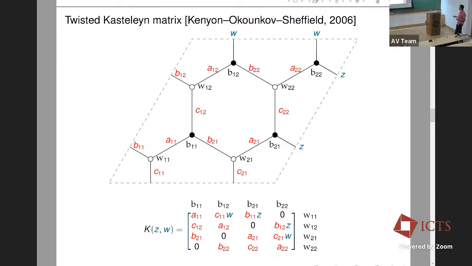You don't need to put any signs in there. It's the same adjacency matrix, but let's look at the entry, for example, B12, W11. So B12 is this vertex over here, and W11 is this vertex over here. There is an edge that goes between them. Because it crosses the boundary of the fundamental domain, you have this additional factor of W. So you have C11 times W. But otherwise, it's the same as the Kasteleyn matrix we defined for planar graphs.